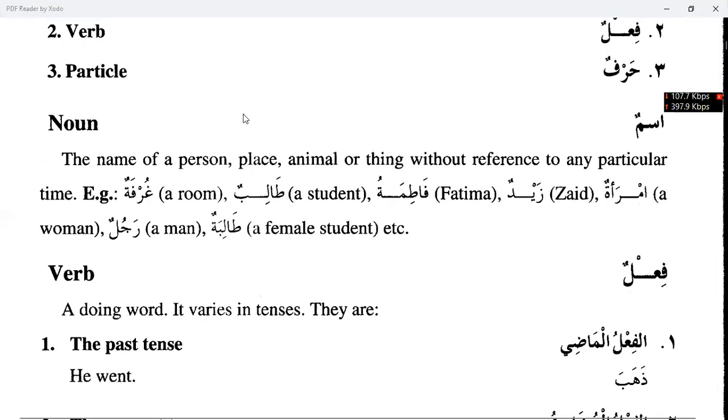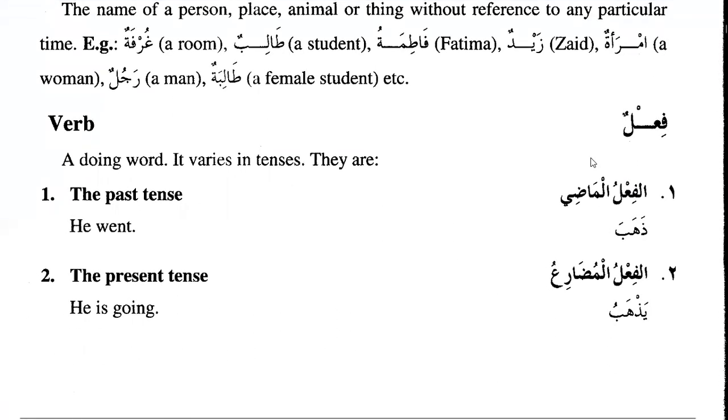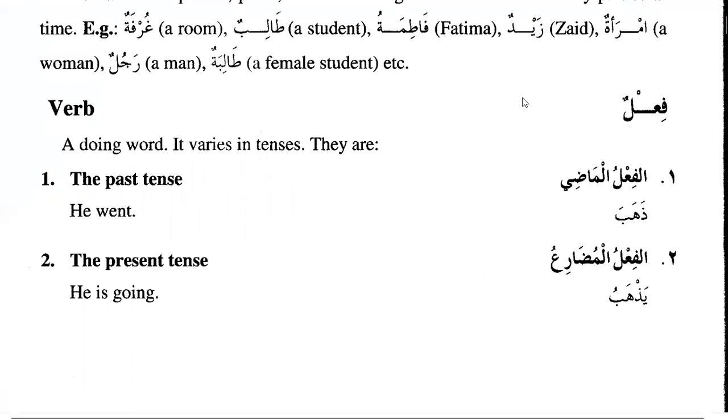Next student is Muhammad Yasir. Mr. Muhammad Yasir. Yes, sir. Read what is fail. Fail. Verb. A doing word. Hello. Can you hear me, sir? I can hear you. Read.